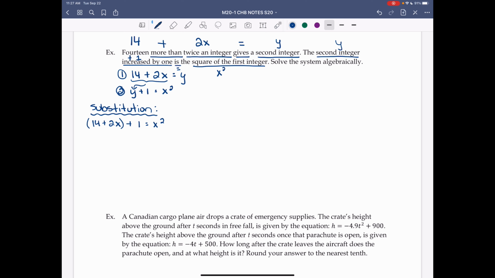Then there's nothing being multiplied to my brackets, so in this case I can just drop the brackets. 14 plus 2x plus 1 equals x squared. And then I want to simplify, move everything to one side, combine like terms. I'm going to move everything to the right because I like keeping my x squared positive, especially for factoring. I need to have my x squared be a positive value. So I'm going to, first of all, add 14 and 1. We get 15 plus 2x equals x squared.